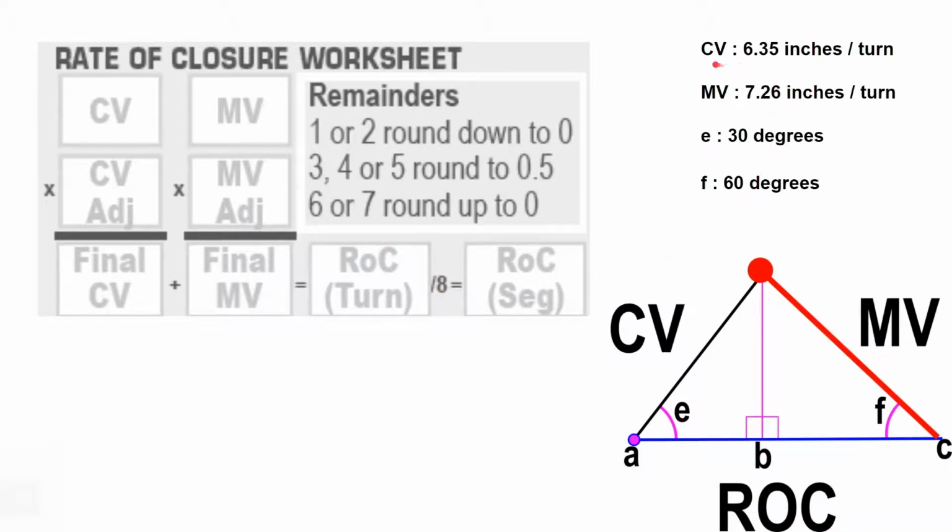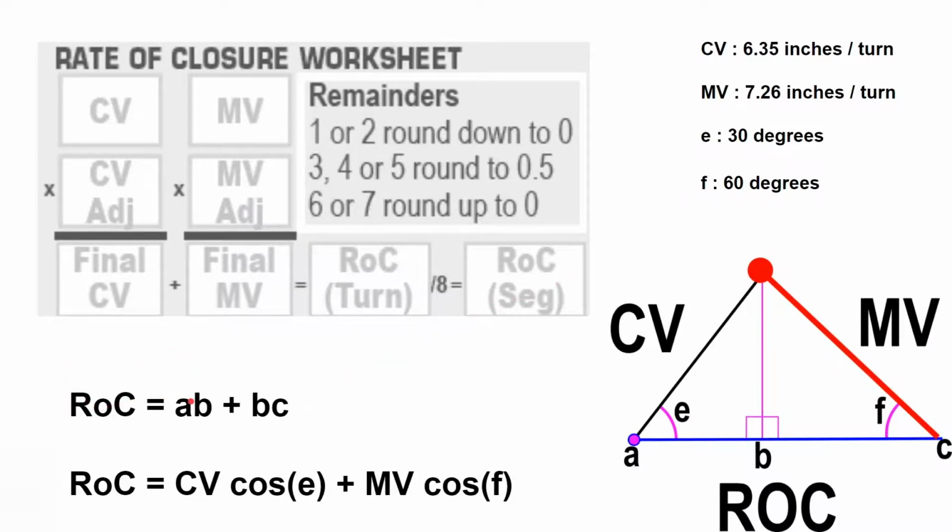And again, our crossing vector is 6.35. Our muzzle velocity is 7.25. And our 2 angles are 30 and 60 degrees. Our formula, if you recall, for rate of closure is the segment AB plus BC. And so our rate of closure works out to this formula right here. I also mentioned earlier that we're using just a single segment worth of lines for the triangle, but we can easily expand everything by 8 to get the full turn, and all the math still works out the same. That's why we can use the values for a turn and just divide by 8 to get a single segment.